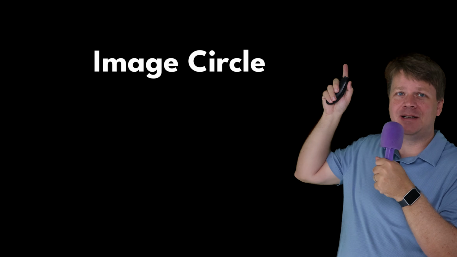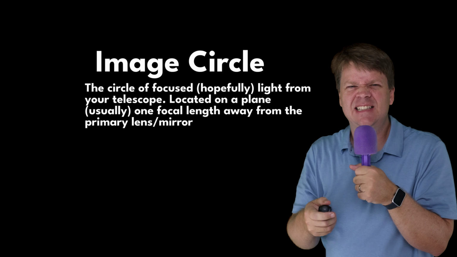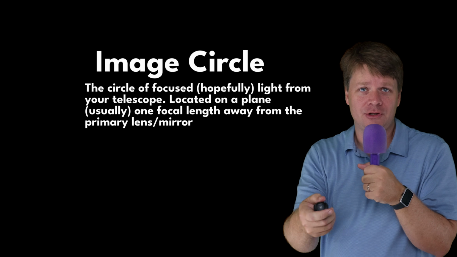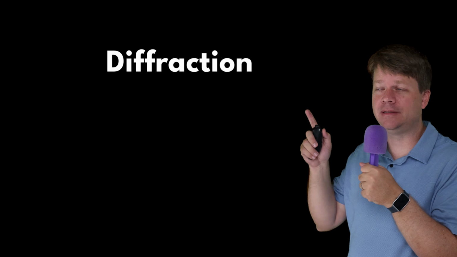So the next thing is, here it is, right there. Oh, almost fell. An image circle. When your lens or mirror focuses light, ideally it creates a circle of light that shows an image of what it is pointed at. Okay, next one, diffraction.